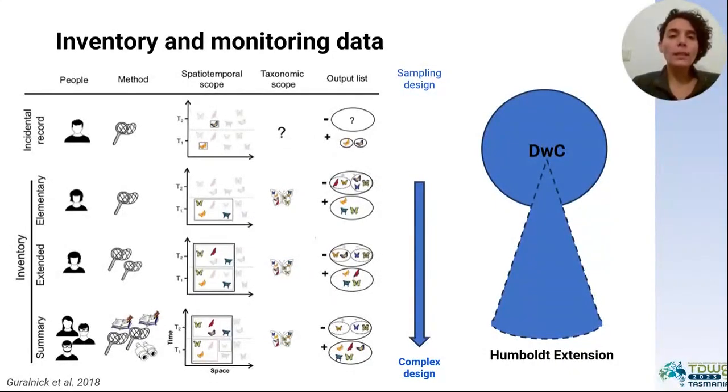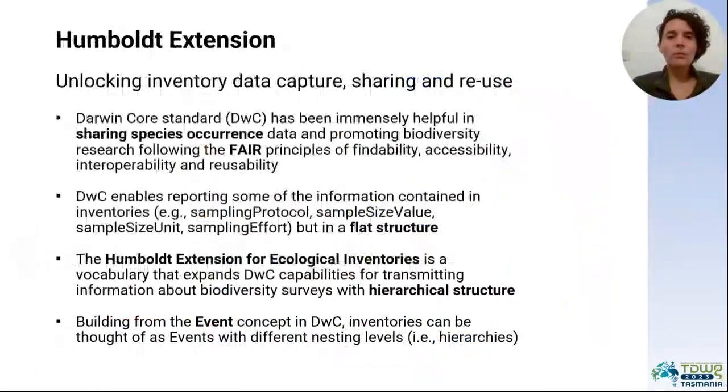So the Humboldt extension for ecological inventories was proposed to extend the Darwin Core capabilities to systematically capture information from inventories. As I mentioned before, the Darwin Core standard has proven to be immensely helpful in sharing species occurrence data, but also in promoting biodiversity research following the FAIR principles of findability, accessibility, interoperability, and reusability of data, which is at the core of the Humboldt extension as well.